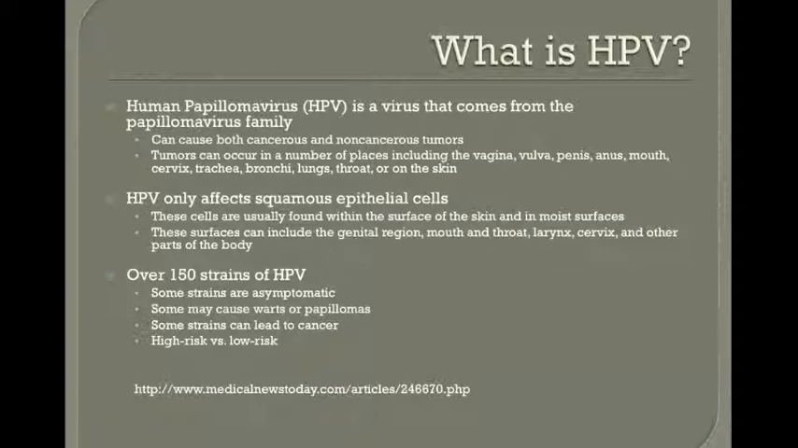HPV only affects squamous epithelial cells. These cells are usually found within the surface of the skin and in moist surfaces. There are over 150 strains of HPV. Some strains are asymptomatic, or may cause warts or papillomas. Some strains can lead to cancer, and they're classified as high risk versus low risk.